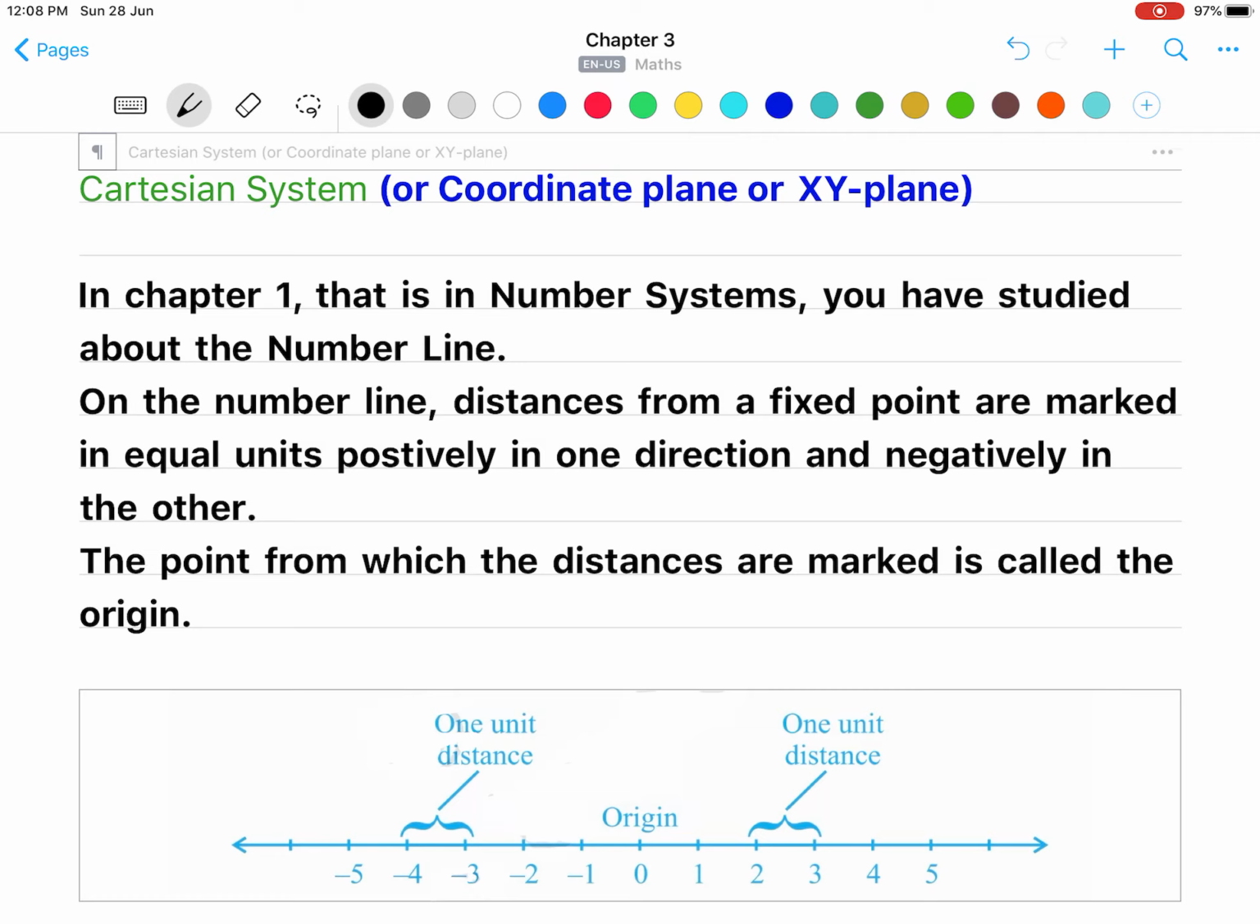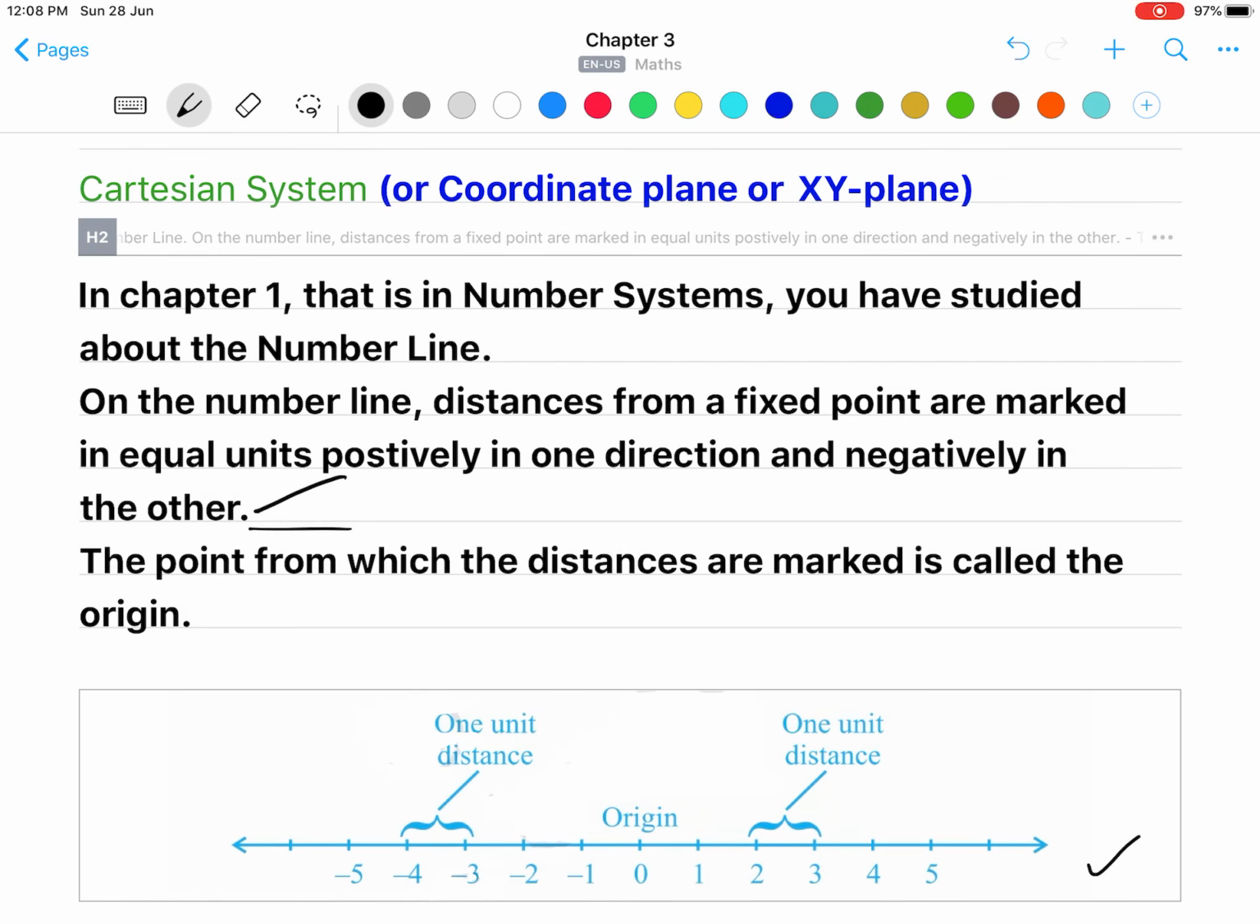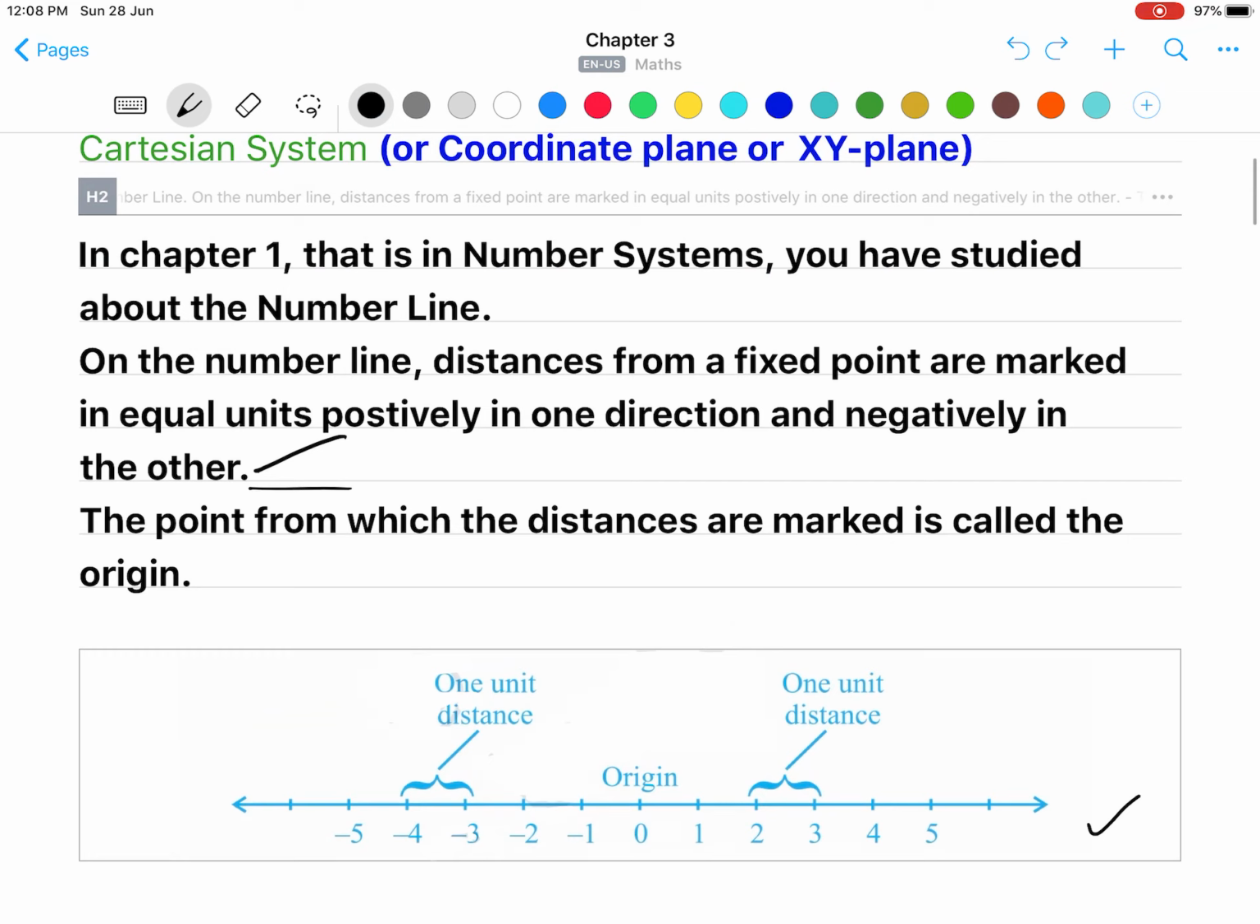In chapter number 1, that is in the number system, you have studied about the number line, which is represented here. What you have already studied about the number line is that on the number line, distances from a fixed point are marked in equal units, positively in one direction, negatively in the other direction. The point from which the distances are marked is called the origin. So this is the number line. In the middle we have a 0 and this is known as the origin.